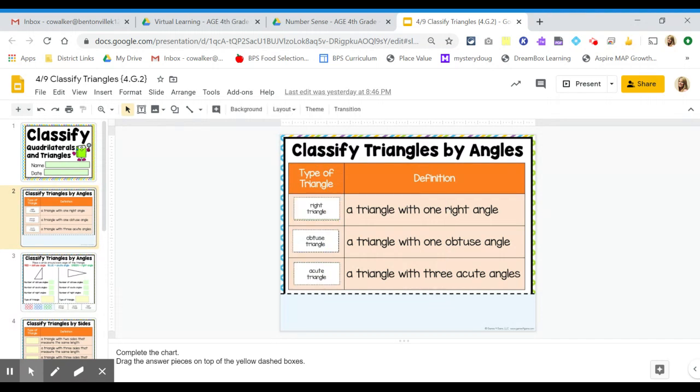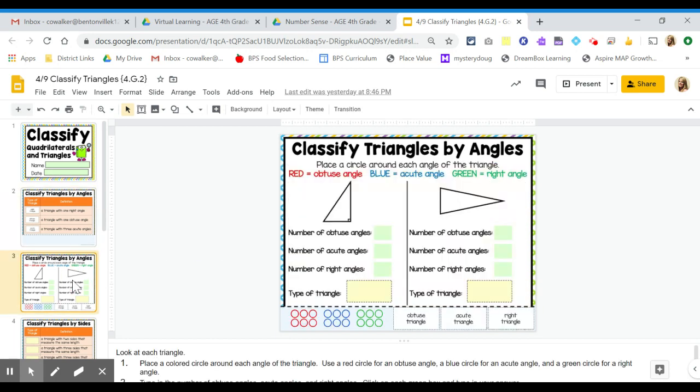In order for it to be an acute triangle, it has to have three of those acute angles. So all of the angles in a triangle would have to be acute for it to be an acute triangle. You were supposed to complete this slide. I believe it was this slide, and we're just going to go over it really fast.